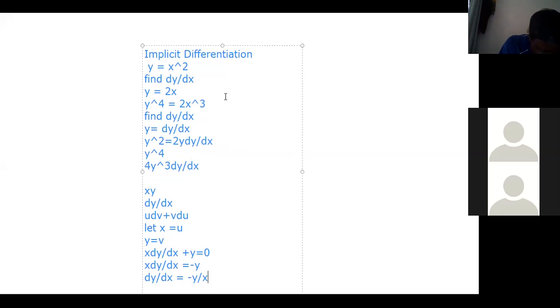So that is what we are going to do. Anytime we get two distinct variables, separate variables, x and y, that's what we are going to do. So copy it.